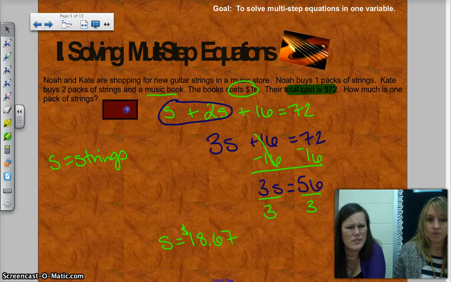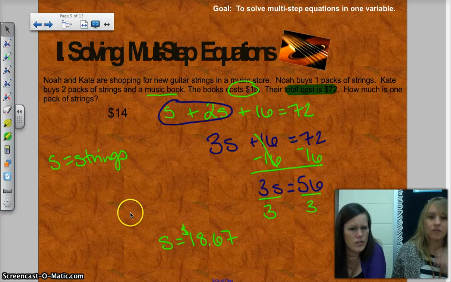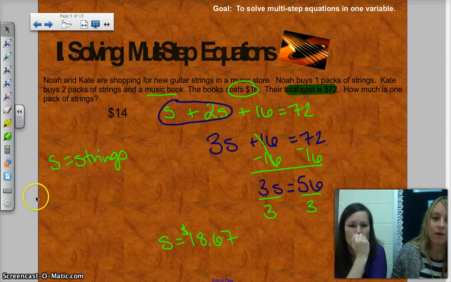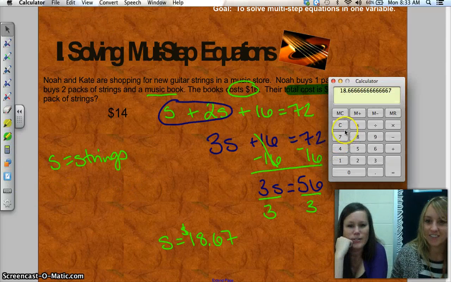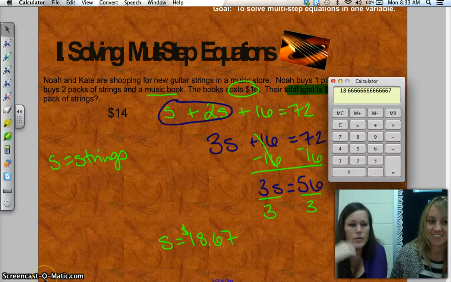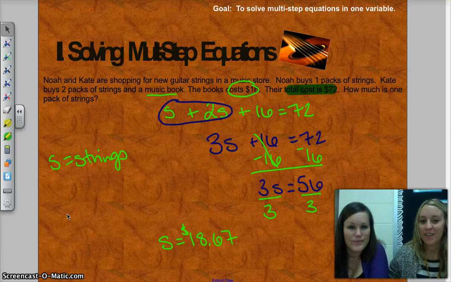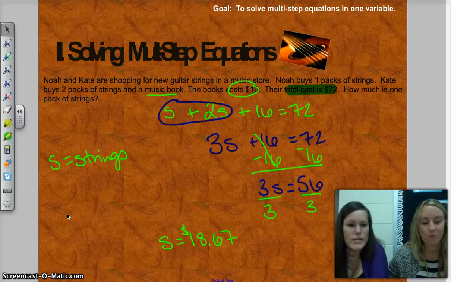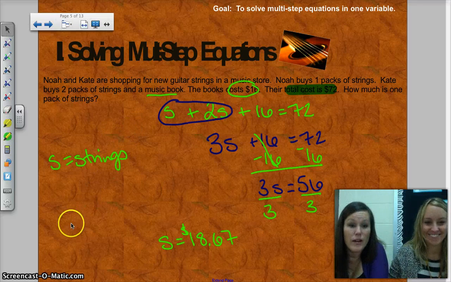Wow, that seems expensive for guitar strings. How did we get 14? Probably typed it in wrong. I bet we did. Try it again. 72 minus 16. Still 56. What did we do wrong? Maybe the book's wrong. So $18.67, not $14. We don't know where that came from. If you can figure out where that came from, let us know.